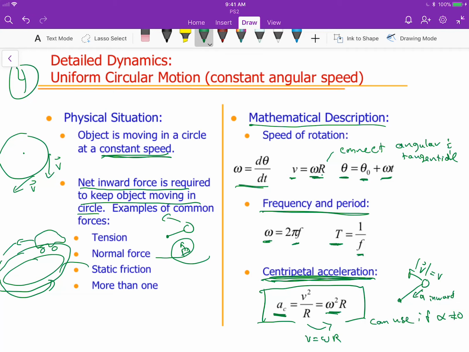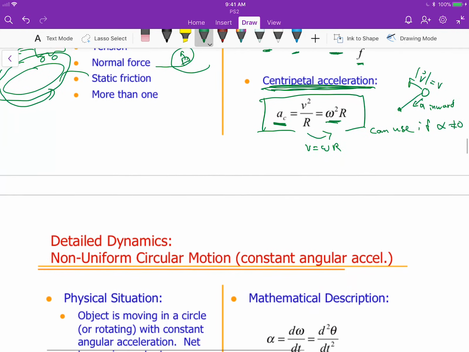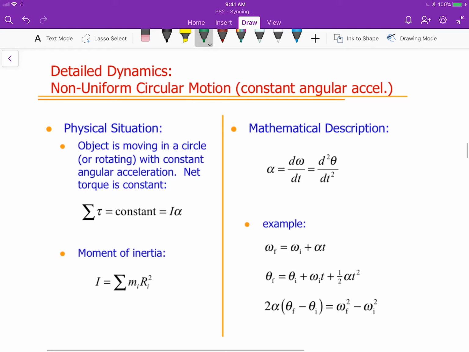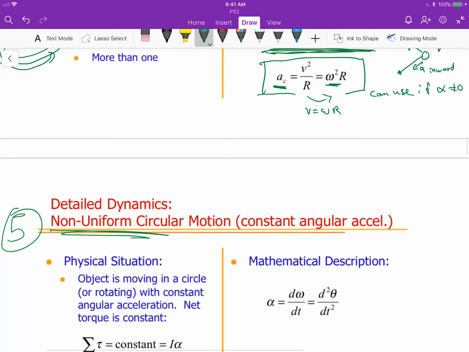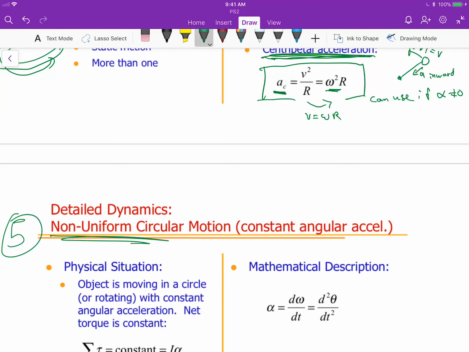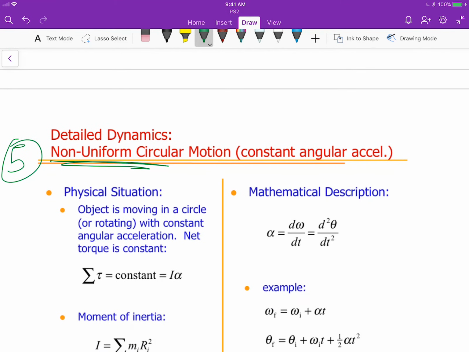So what if it weren't uniform circular motion? I'm now getting to non-uniform circular motion, which is going to be our fifth one. Can you use this a centripetal in that situation? You can actually say that a centripetal is still equal to v squared over r here, but this is just equal to the radial, right?